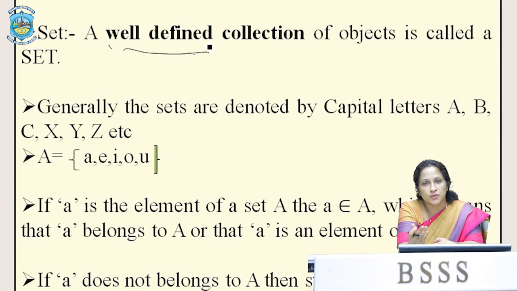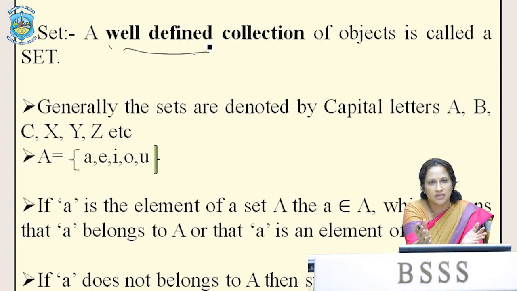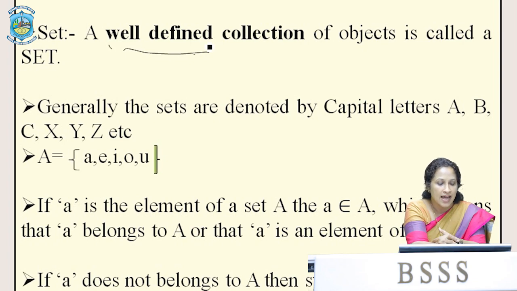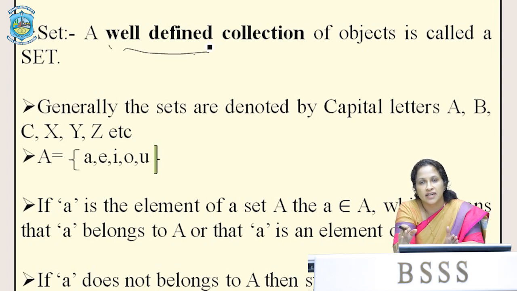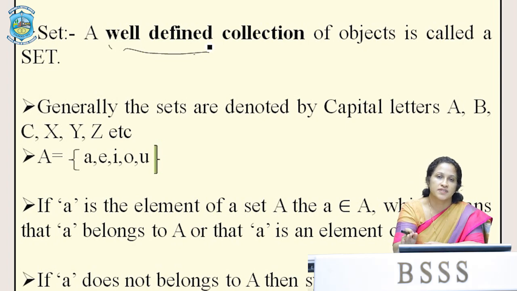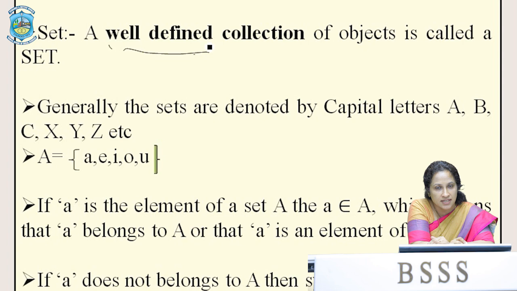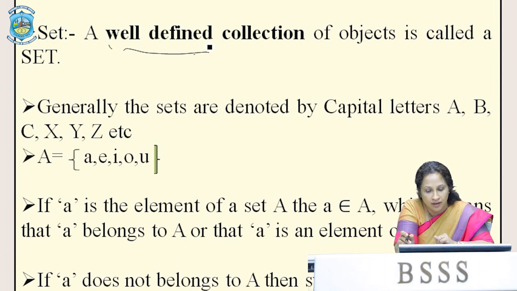Then how do you denote a set? A set is generally denoted by capital letters like A, B, C, D and so on, and it is enclosed within curly brackets, and the elements are denoted by small letters separated by commas. It will be clearer when I talk about representation of sets, but for the moment, understand that sets are represented by a capital letter.